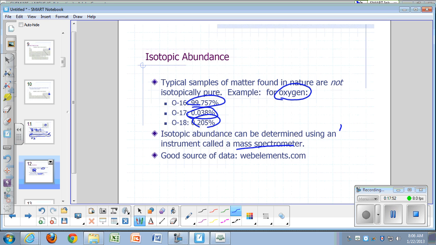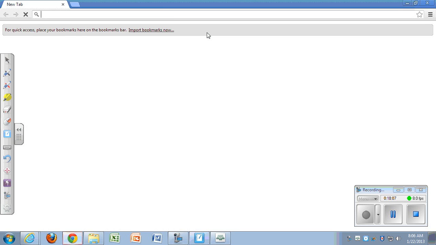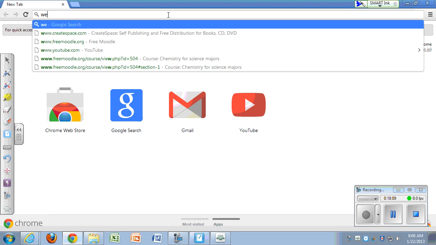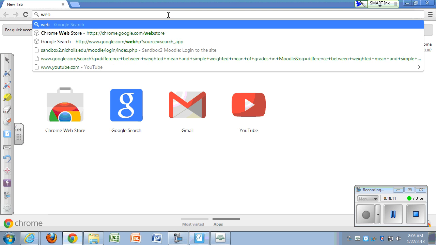And these are things that you can experimentally determine in the lab using what's called a mass spectrometer. A good source of data for these isotopic abundances is a website called Web Elements. Let me show you that website, because it's a good source of information about the elements. So you just type webelements.com.